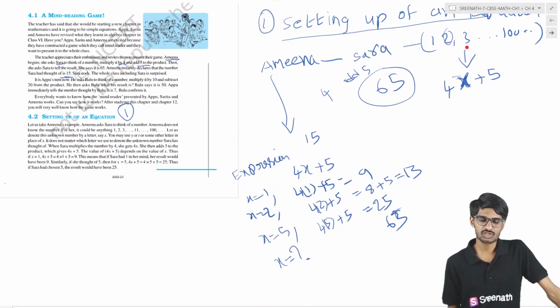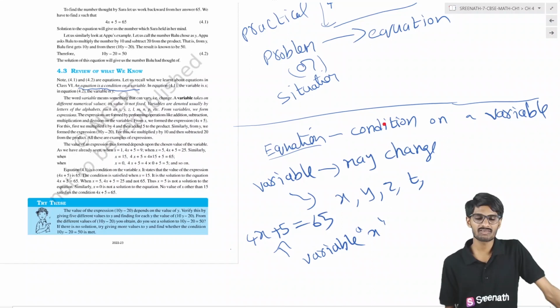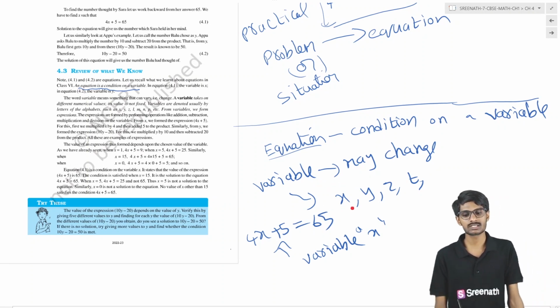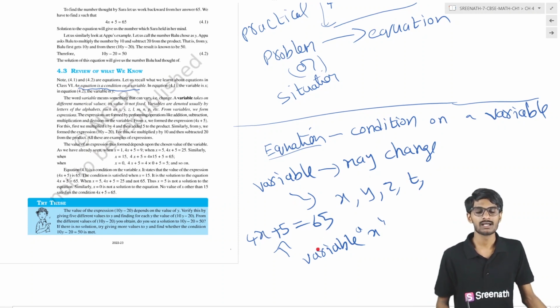There is a number which is multiplied by some number and added to some number, like 4x plus 55, that gives the answer 65. So in this way you can set up an equation, students. And basically what is an equation? An equation is nothing but a condition on a variable. What are variables? A variable's value may change. It does not have a fixed numerical value, and we can write variables as x, y, z like that. Okay, students, a variable with a condition is called an equation.